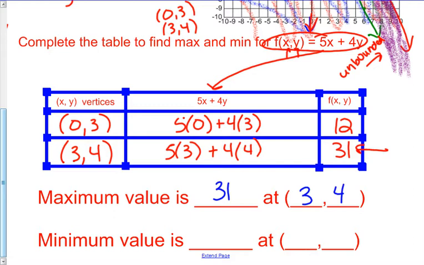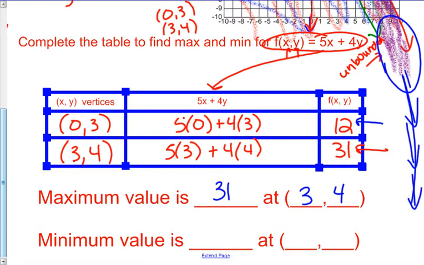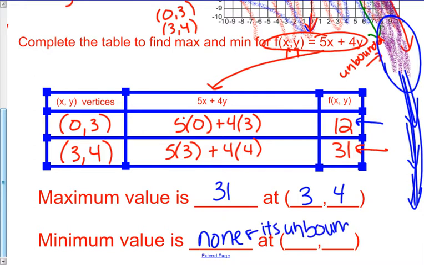Your minimum value, you would maybe think it's 12, except remember you have this area that's unbounded. So minimum is your lowest value as you're going down. This keeps going. So my lowest value is actually negative infinity. So we're going to say none. It's unbounded. If you wanted to say that your minimum value is at negative infinity, that would be an appropriate answer also. But I won't require that.